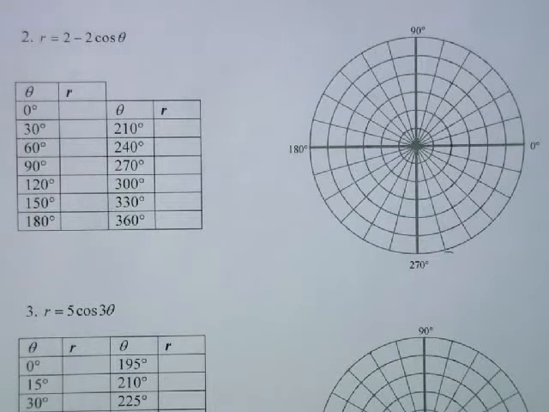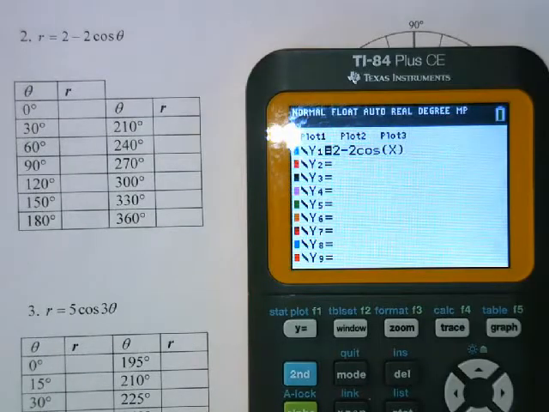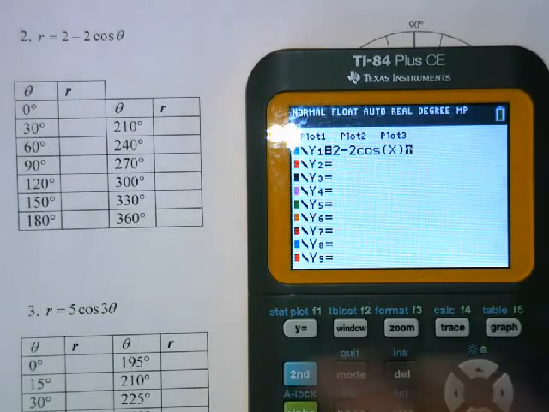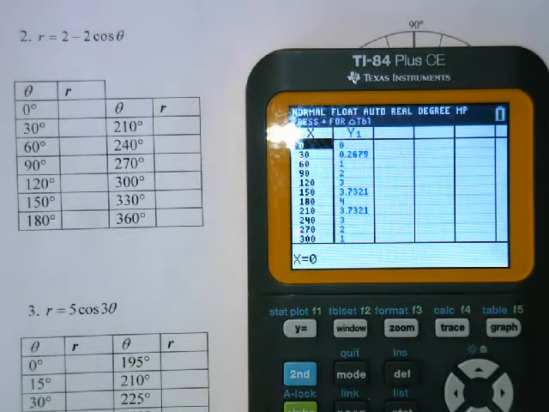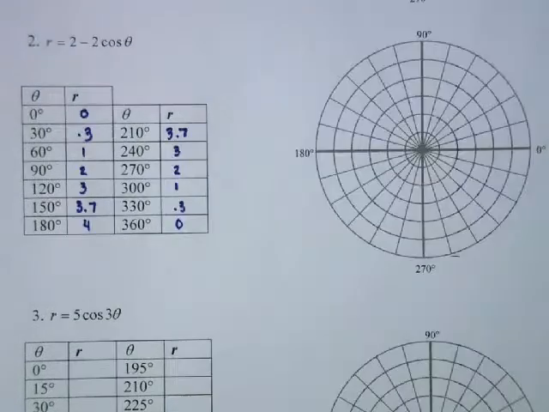I encourage you to pause this and try this one. Again, we're going to let the table feature be used to generate the points. So we've got r equals 2 minus 2 cosine x. We go to the table and transfer those to our chart. And then we will graph.